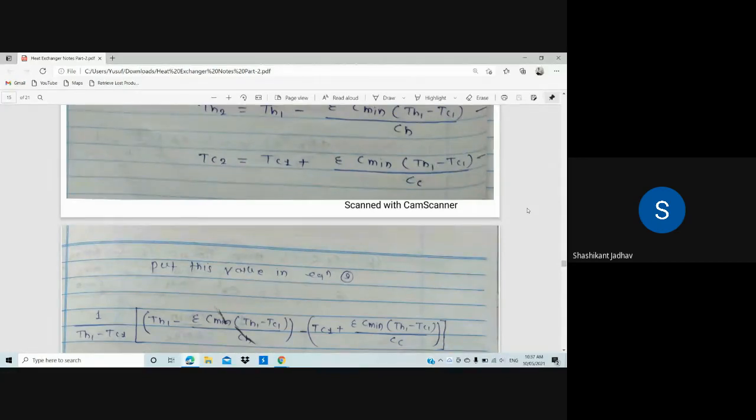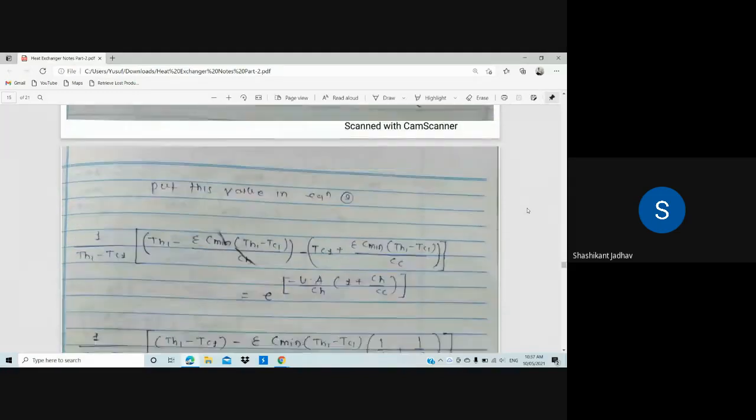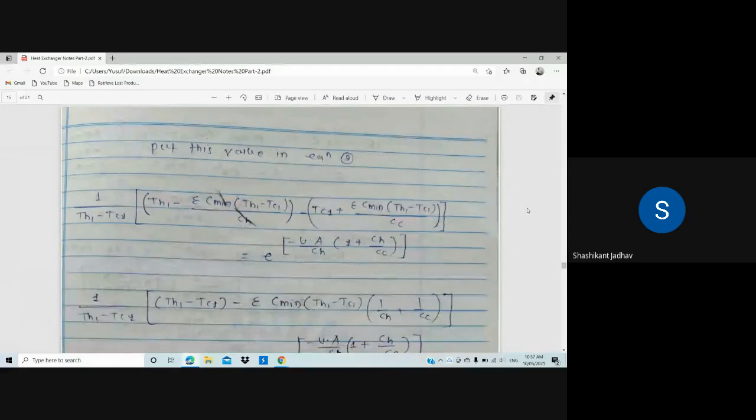Okay, so we get equation number 4 for the TH2, and we get equation number 5 for the TC2. So equation number 3 is already there. Equation number 3, which we have given earlier, is TH2 minus TC2 divided by TH1 minus TC1. So all of you put these values of TH2 and TC2, which we have derived in equations number 4 and 5, into equation number 3.